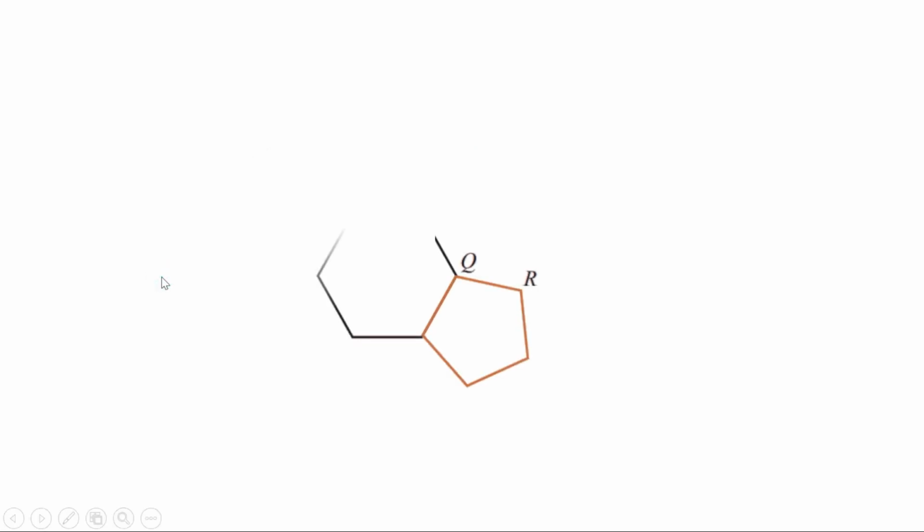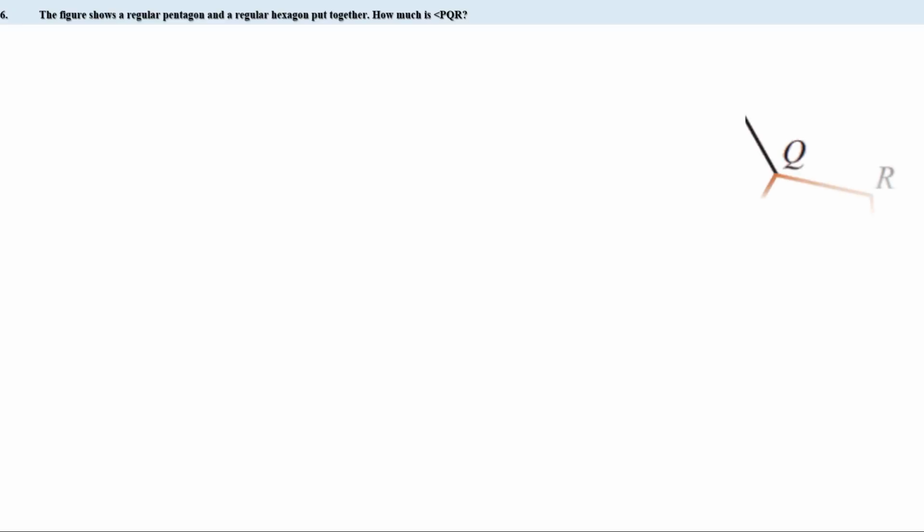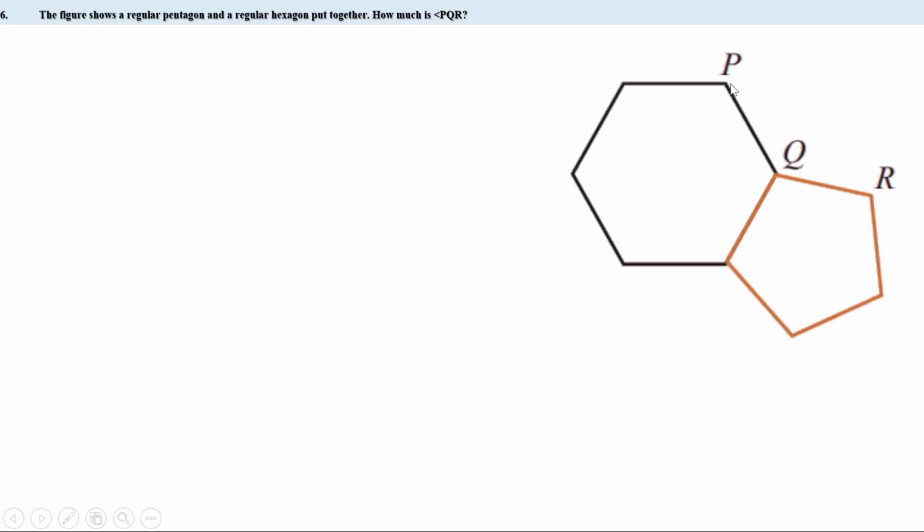Sixth problem. The figure shows a regular pentagon and a regular hexagon put together. How much is angle PQR? Let us look at the figure. We have to find angle PQR. Given that this is a regular pentagon and this is a regular hexagon.